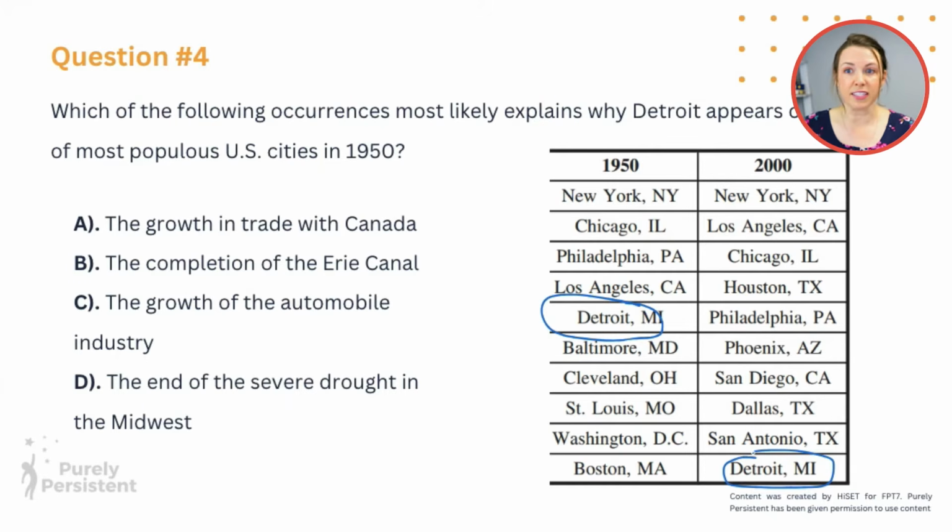So it wasn't on the list until 1950, right? Because what happened? Automobiles were invented, right? So then many people moved to Detroit so they could help with the automobile production. So all of that said, that leaves us with C, the growth of the automobile industry. Now let's do a little bit of thinking. Right now, or at least 2000, it was ranked 10th in most populous cities. Do you think in the 2050 chart, Detroit will be on that list? I guess we'll have to wait and see.